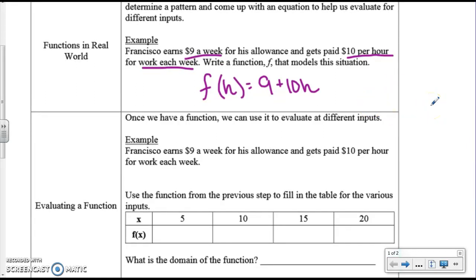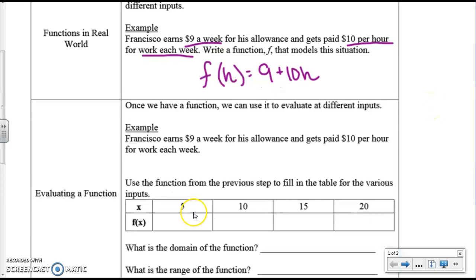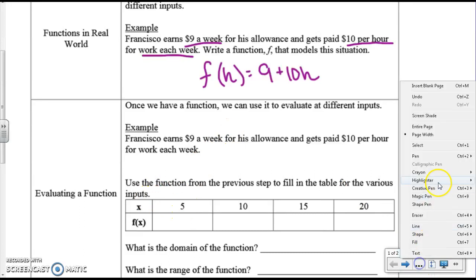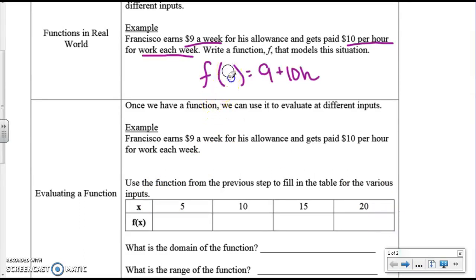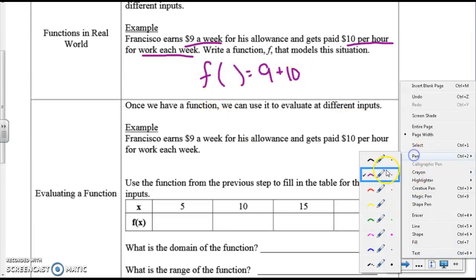Once we have that, even before we have that, we can actually find values at different inputs. So what we're going to do is use the function from the previous step to fill in the table. So if my x, maybe we should change this to x since that's what we have down here. So let's go ahead and fix that. Make those h's x's, same idea.